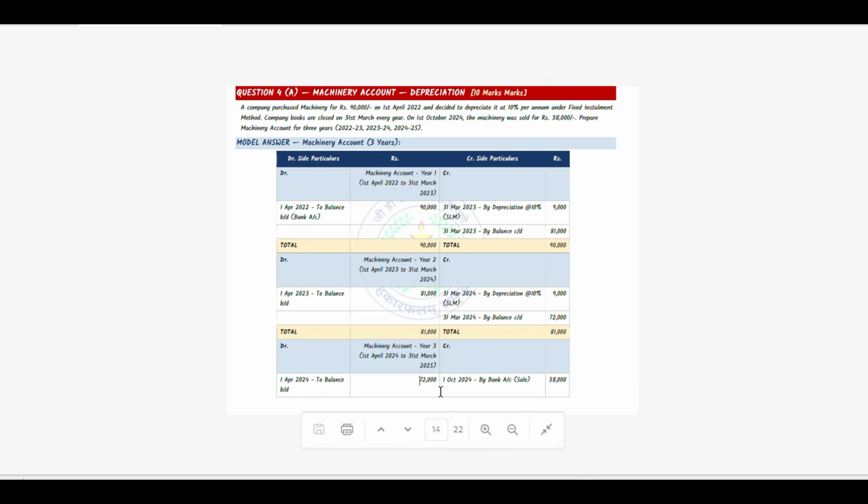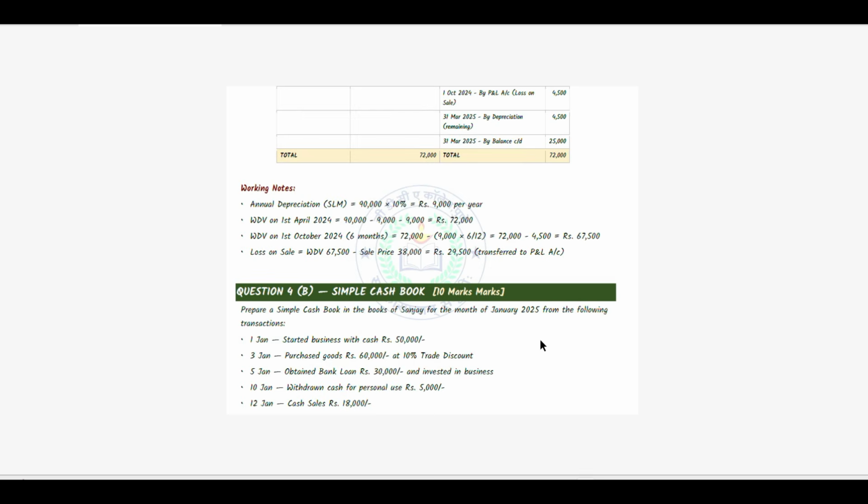So we have to write it as sold, like sales actually. So it is always on the credit side of the machinery account. So on 1st October 2024, we have to mention that date here as it is, and then sale account, by bank account, to 38,000 rupees, here we have to mention.